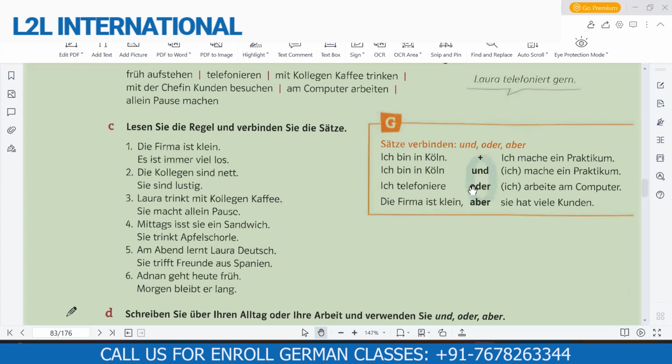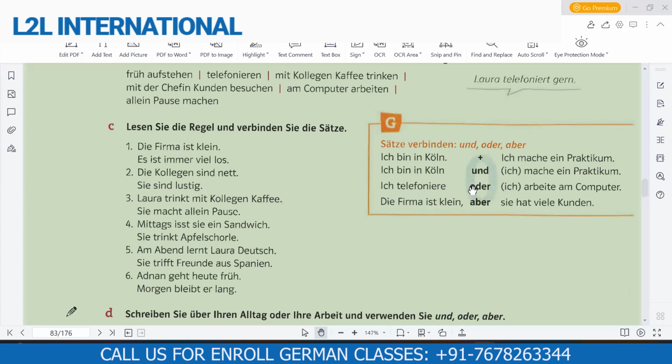Okay, Nummer 4, Sana. Yes, ma'am. Mittags isst sie ein Sandwich und trinkt Apfelschorle. Oder sie trinkt Apfelschorle. Okay, sehr gut. Nummer 5, nochmal Samriddhi. Am Abend lernt Laura Deutsch oder sie trifft Freunde aus Spanien. Sehr gut.